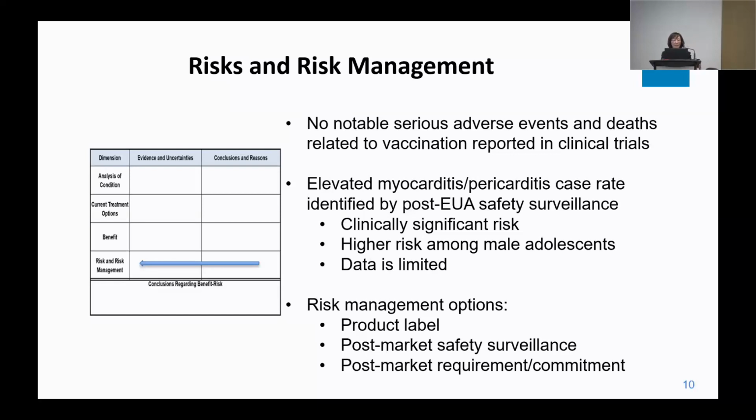And for risk management, FDA has options. Either you can provide risk information in the product label to communicate this risk to the health provider or the public. FDA can also enhance post-market safety surveillance to further monitor this risk. And we can also work with the sponsor to develop a post-market research and study plan.